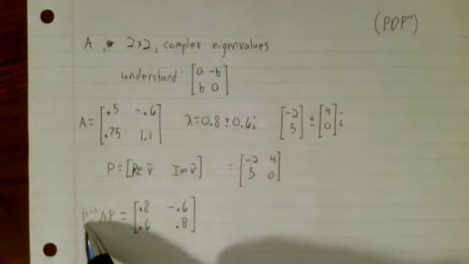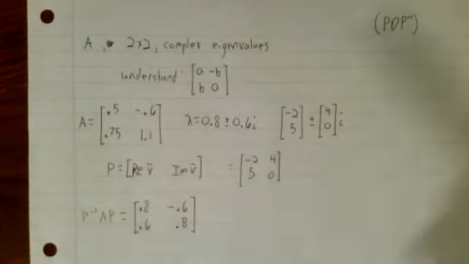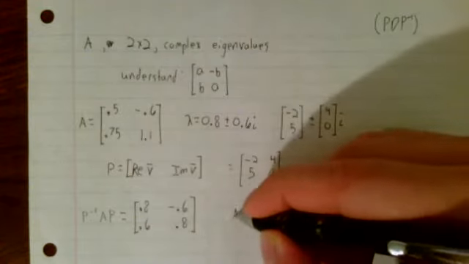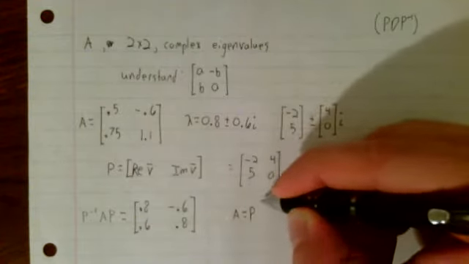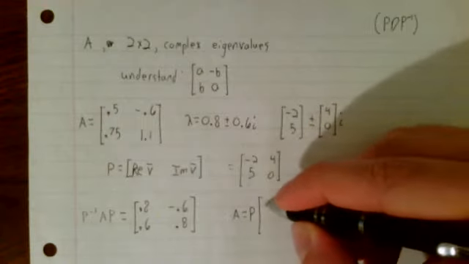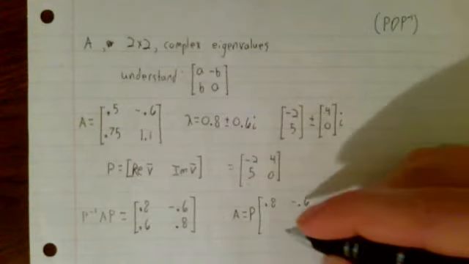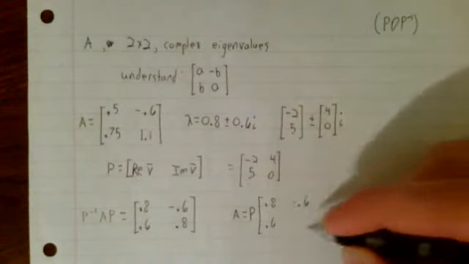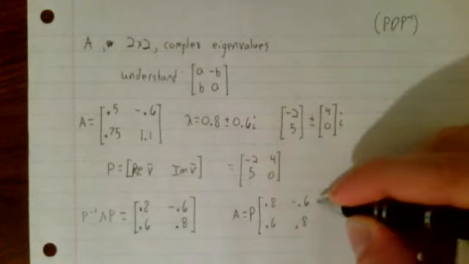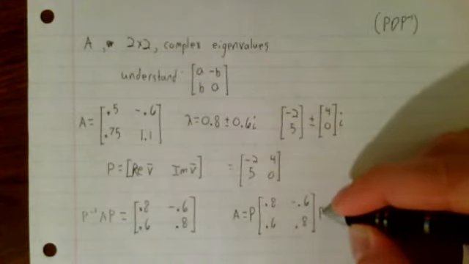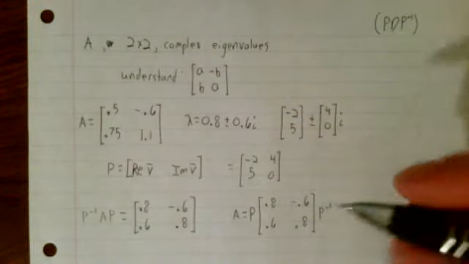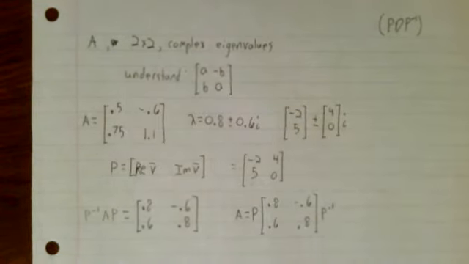Then we multiply on the left by P and on the right by P inverse. And A is indeed similar to one of these special matrices, just as we promised. We'll get into the implications of that in the next video.